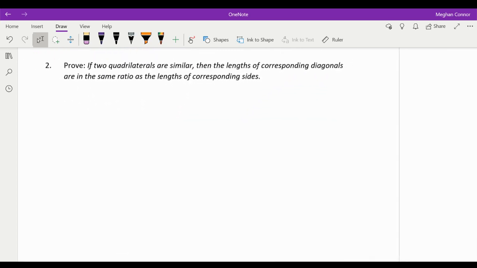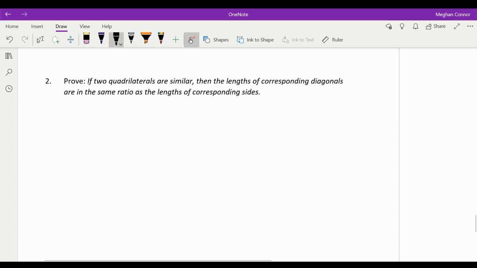We have two quadrilaterals that are similar, and the definition of similar holds true no matter what shape it is. Any two shapes, all corresponding angles are equal and all corresponding side lengths are proportional. I'm going to draw two quadrilaterals that look to be similar. It doesn't say that they're parallelograms. It could be anything kind of wonky.